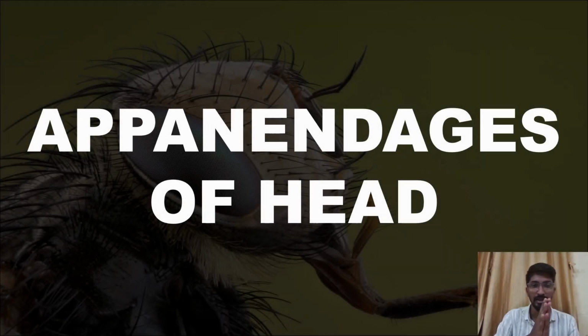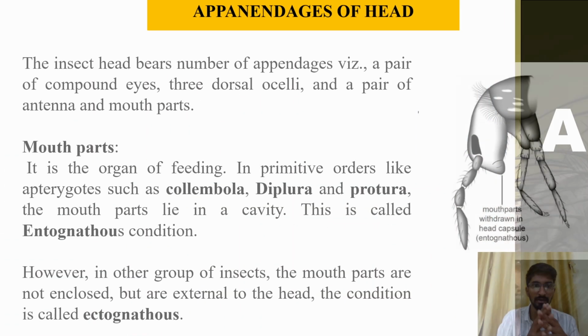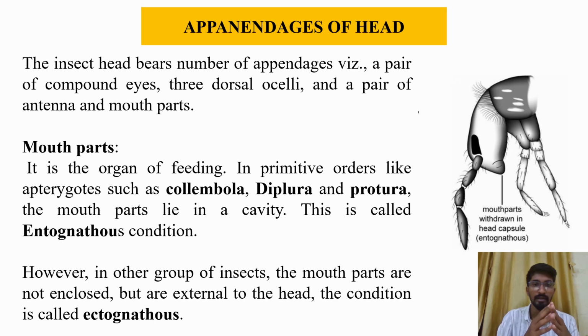In our previous classes, we learned about different types of head, and in today's class, we're going to learn about different appendages of head present in the insect body. Coming to the appendages, the head bears a number of appendages, where you can see two pairs of compound eyes, three dorsal ocelli, and a pair of antennae, and mouth parts are present as appendages of head.